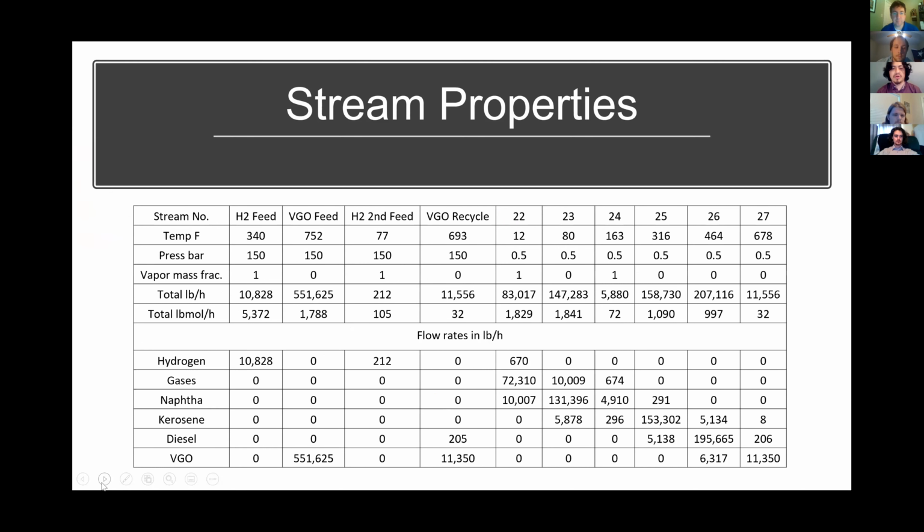These are our stream properties. We decided to only record the feed and product streams, and these are the flow rates in pounds per hour. And they check out whenever you do a mass balance on the whole process.